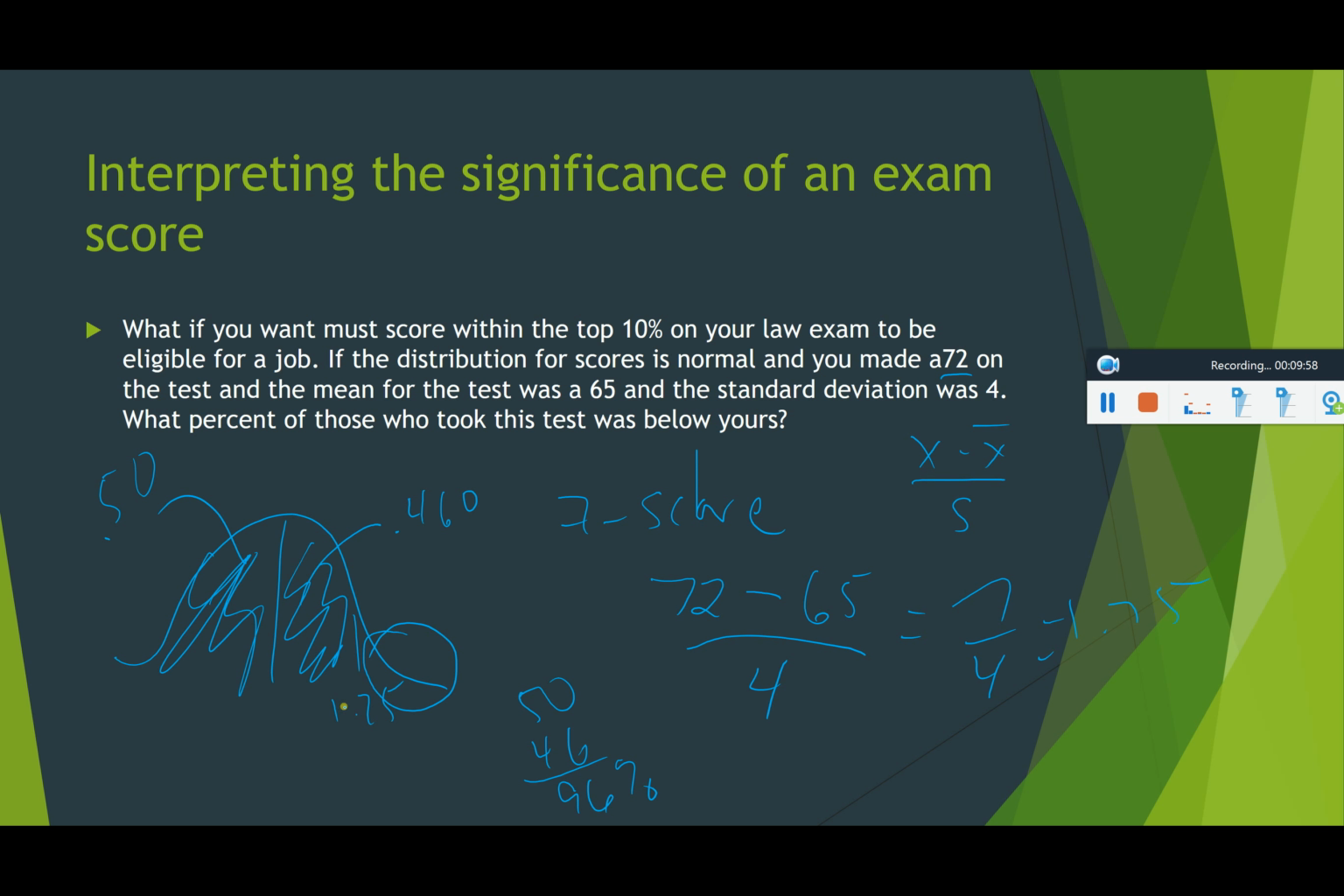So how many people scored better than you? Well, if you scored better than 96%, that means only 4% scored better than you. So did you score within the top 10%? Yes, you did. And then what percent of those who took this test was below yours? Well, 96% were below yours. So you did really, really well on this test.